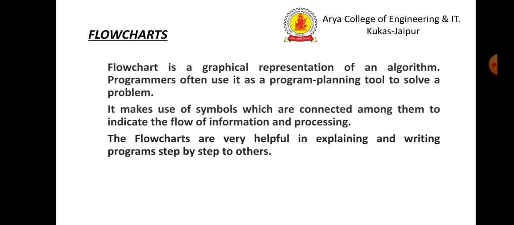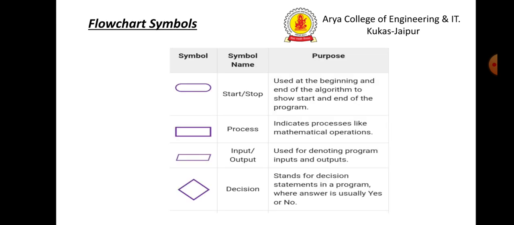Now the flowcharts. A flowchart is a pictorial representation of an algorithm. It is used as a program planning tool, showing how the program executes and what the inputs and outputs of the program are. A flowchart uses diagram symbols. Here are the symbols of the flowchart.